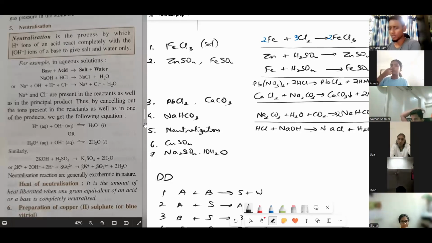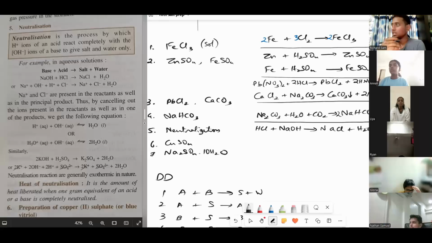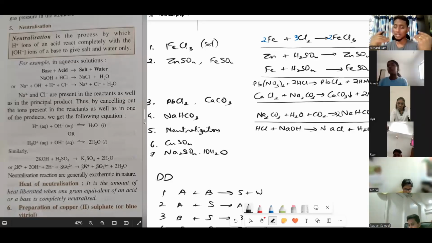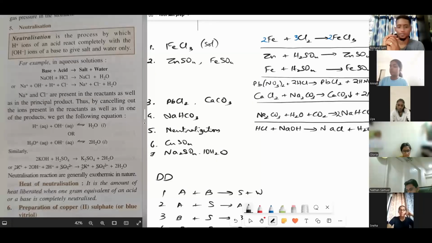Nothing new over here. Just one thing new, that is heat of neutralization. Almost all neutralization reactions are exothermic. What do you mean by exothermic? Gives out heat. So the amount of heat given out in this reaction, if you take 1 gram of acid or a base, that amount of heat produced is called heat of neutralization. What is heat of neutralization? The amount of heat produced when you take either 1 gram of acid or 1 gram of base. Okay, write down this example for neutralization.